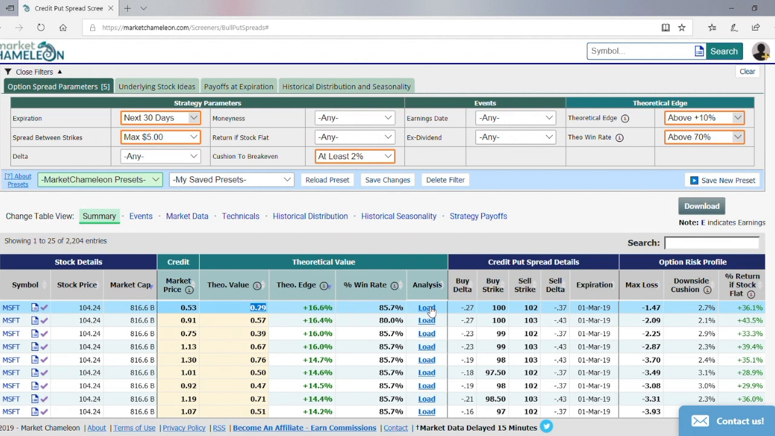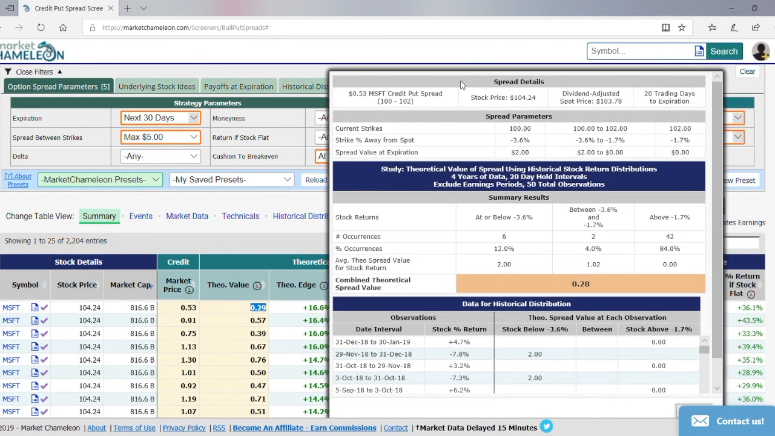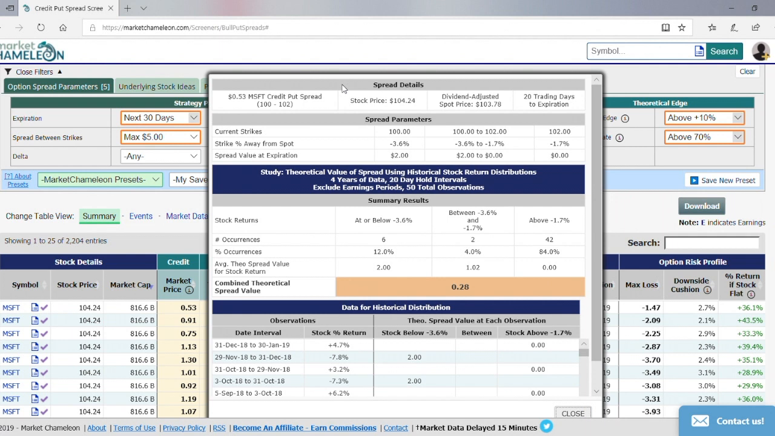You load the analysis up here, and this is how we generate the theoretical value. Up top, first we get the spread details. You can see it's a Microsoft credit put spread, the 100-102 put spread, and we received a 53 cent credit. The stock price right now is 104.24. We're adjusting that because there's a dividend in Microsoft during this expiration period, so it's adjusted right here, and there's 20 trading days to go to expiration.